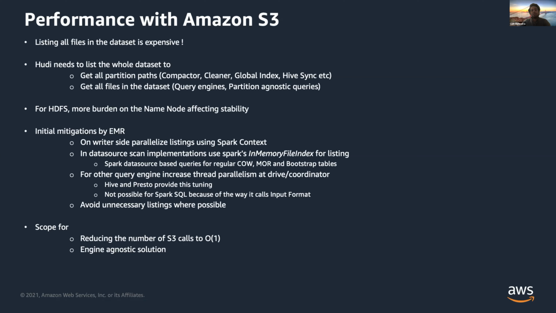And Hoodie actually performs this listing of the whole data set at various code paths. For example, it needs to get all the partition paths in your data set. And that happens in the compactor, the cleaner, and if you use a global index or you use HiveSync, all those code paths actually need to get all the partition paths. And how it identifies a partition path is by literally checking the presence of the Hoodie partition metadata file in all those partitions.